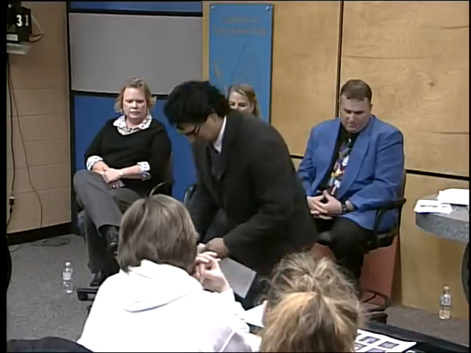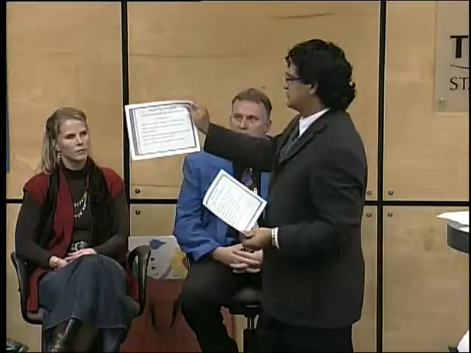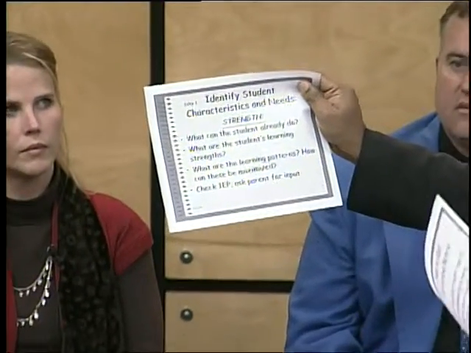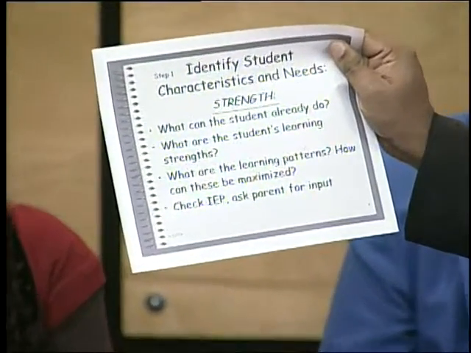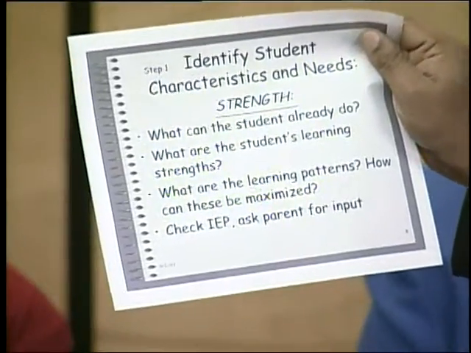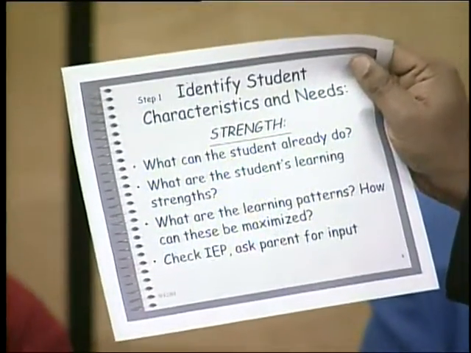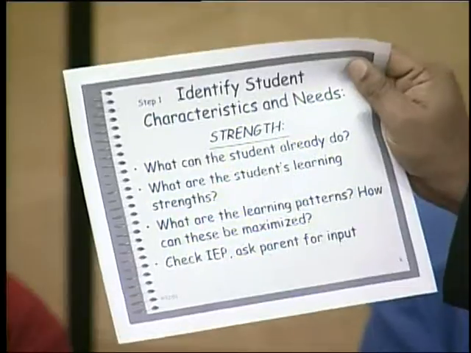To be able to do this, we must be able to have several ways to adapt the material, and the first step is you need to start, like Charlie talks about, with what the student can already do. What are the students' learning strengths right now? Are they more of a visual learner, more of an auditory learner? What are their learning patterns? How can these be maximized?